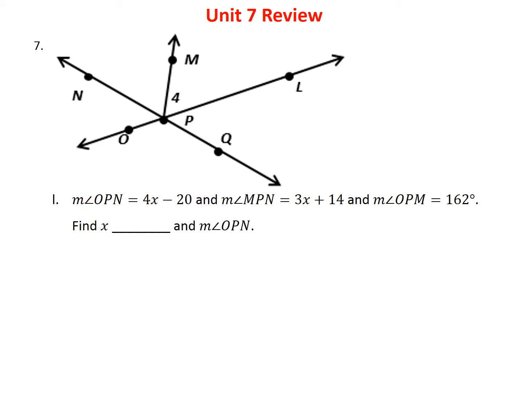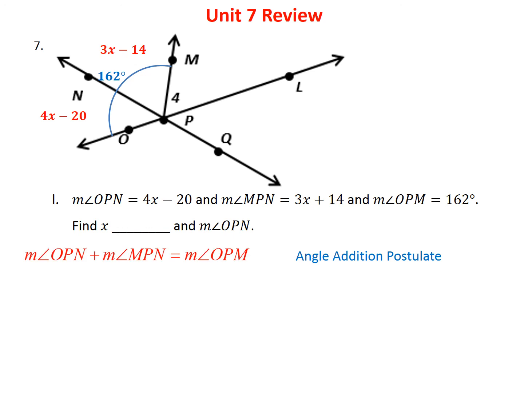7L gives us some information about the different angles algebraically and asks us to solve to find what x is and find what one of the missing angles is. So in this case, first thing I'm just going to label some things. Measure OPN is 4x minus 20, and angle MPN is 3x plus 14, and then the whole angle represented by the whole blue line is 162 degrees. Notice that the 2 smaller angles are going to add up and measure to the whole angle, and that's the basis for solving this problem. So we use the angle addition postulate to say that the measure of the 2 small angles adds up to the whole angle. Now substitute in what we know.